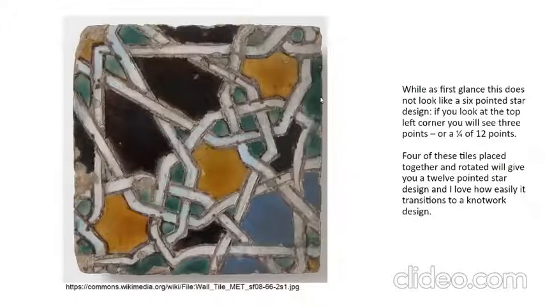So if you look at this at first glance, you're like, wait, there's no star. However, when you look at the top left-hand corner, you will see that there's actually 3 rays of a star. That means it's a quarter of 12 points. This tile would have been laid as 4 different tiles that are turned each time, so that you have as the center of your design a 12-pointed star, and then you have these very beautiful interlaced designs going around it.